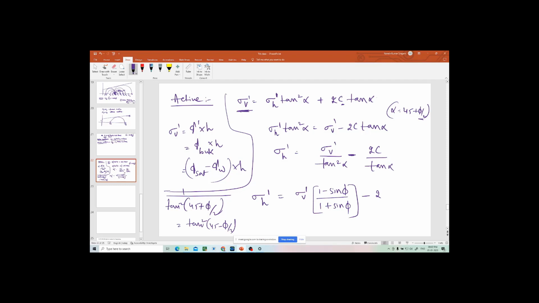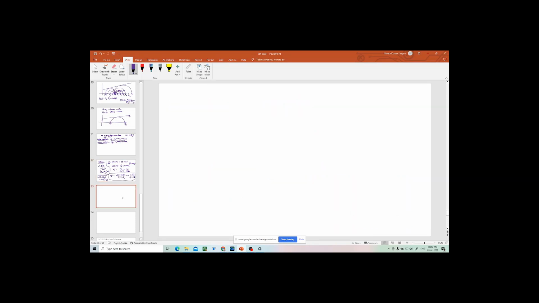Now, in place of tan alpha, what can you write? You can just write under root of (1 minus sin phi) by (1 plus sin phi). This is the equation for the active earth pressure. For the active earth pressure, I have derived by putting sigma v on the left side, then I brought sigma h to the left side, then I found this. What will I do right now?